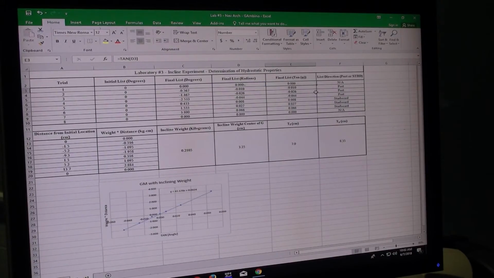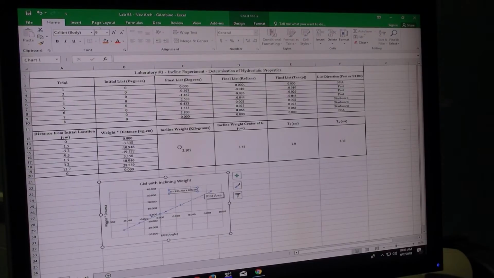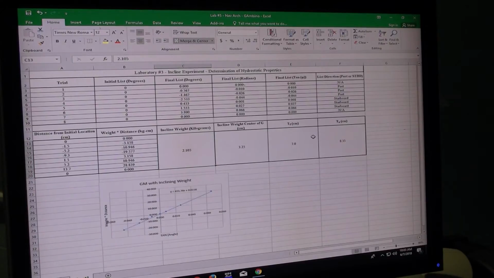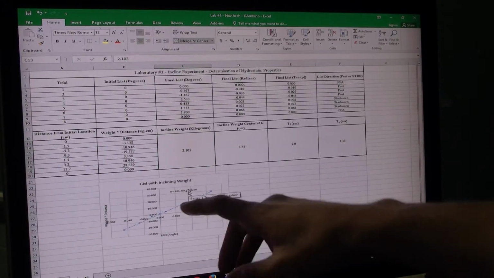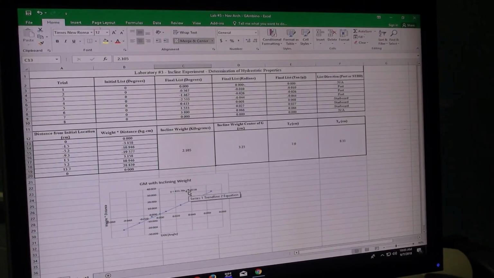Explain how you got a graph that went from quadrant 1 to quadrant 3. Oh, okay. So it's arbitrary. You could do port or starboard as that, but your inclining weight, it should be 2.105. Yeah, 2.105. There we go. So now that makes a lot more sense. So scratch everything. The calculations are good. It was just that our inclining weight was 2.105 kilograms instead of 0.2105 kilograms. So that changes our GM by a factor of 10. So now we'll have a GM close to 10 centimeters instead of 1 centimeter. So, good job.